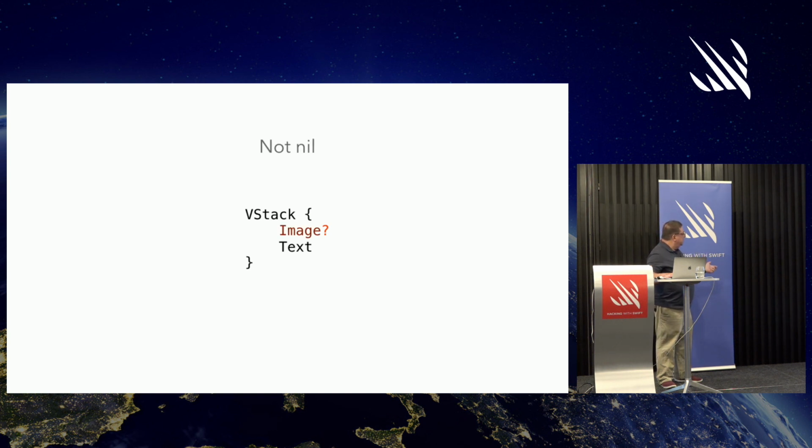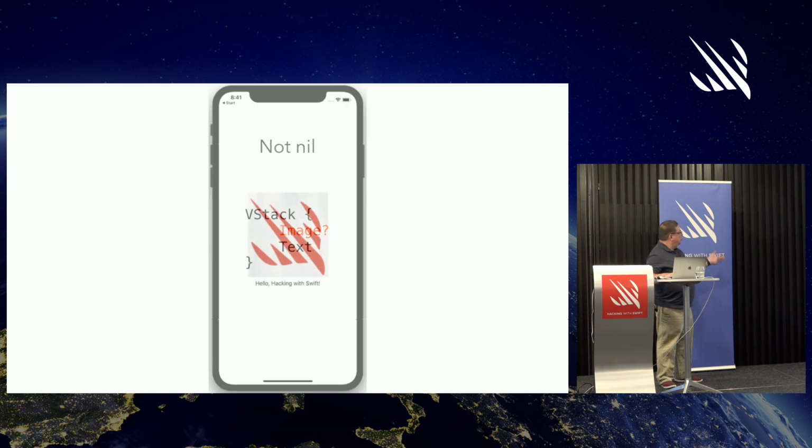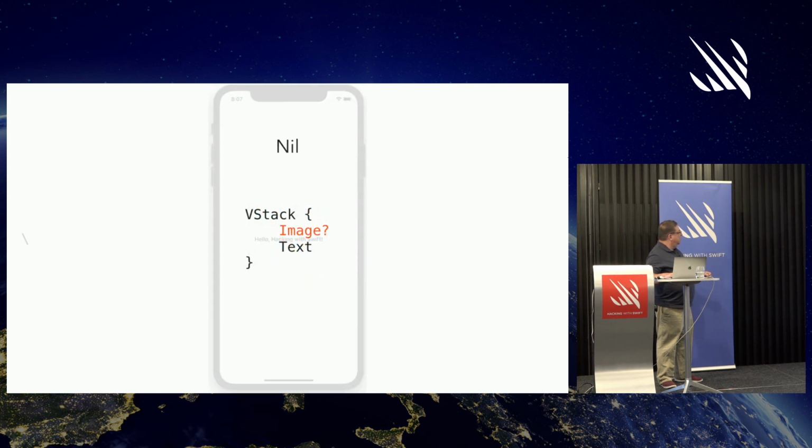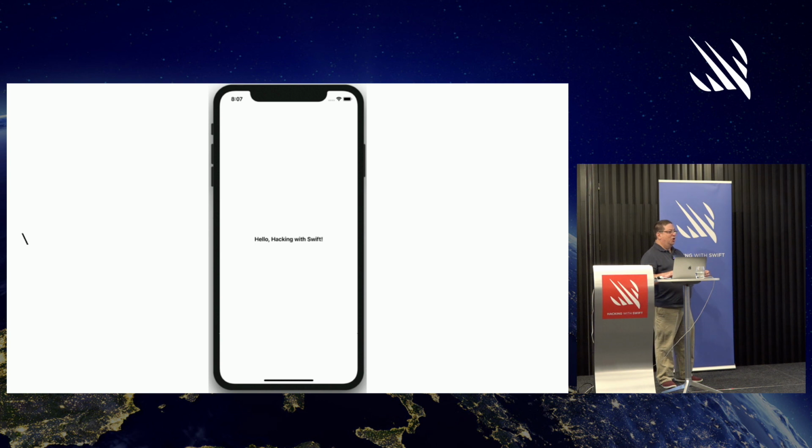If it is not nil, then it will get drawn. If it is nil, it won't get drawn. All of a sudden, you've got all this flexibility. And you say, Daniel, why do we care? I don't want to do all these if-lets. And this was a brilliant piece of insight.